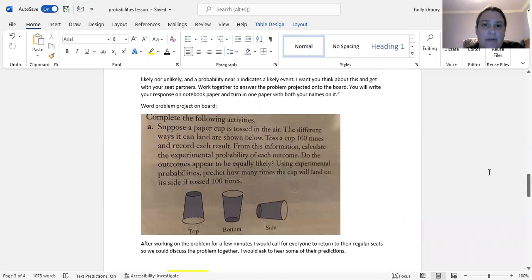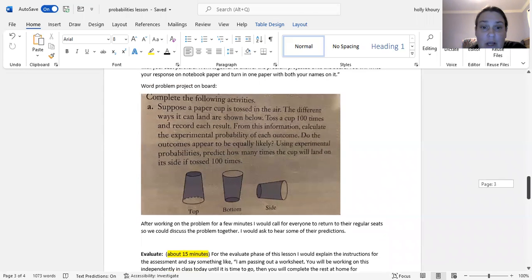Suppose a paper cup is tossed in the air. The different ways it can land are shown below. Toss a cup 100 times and record each result. From this information, calculate the experimental probability of each outcome. Do the outcomes appear to be equally likely? Using experimental probabilities, predict how many times a cup will land on its side if tossed 100 times.